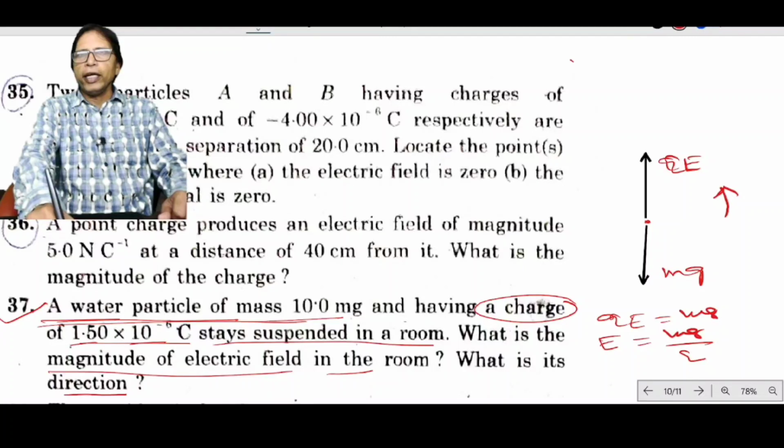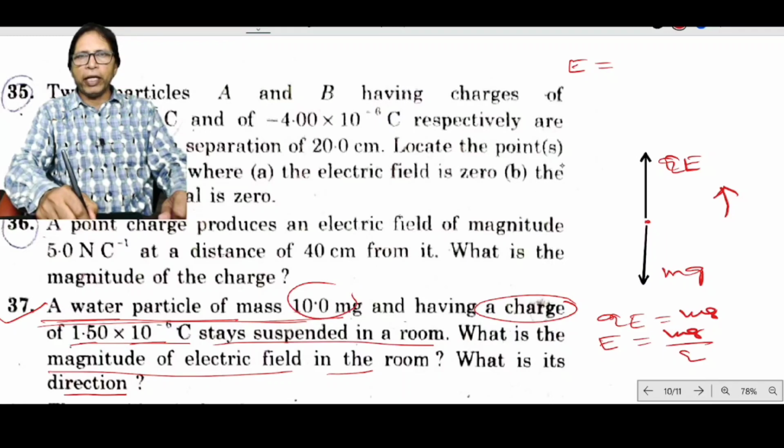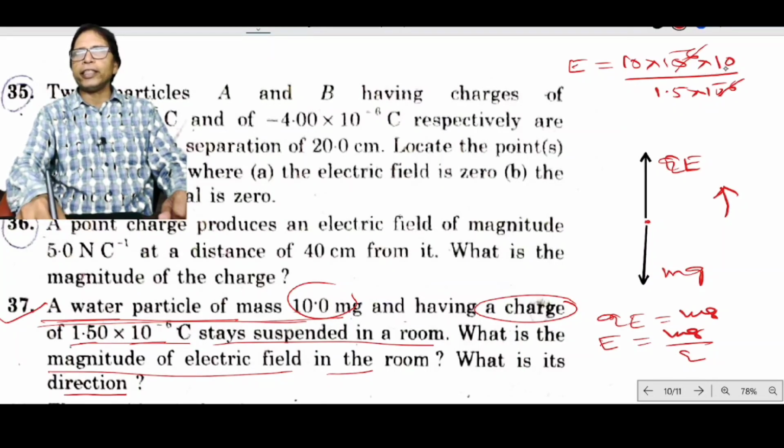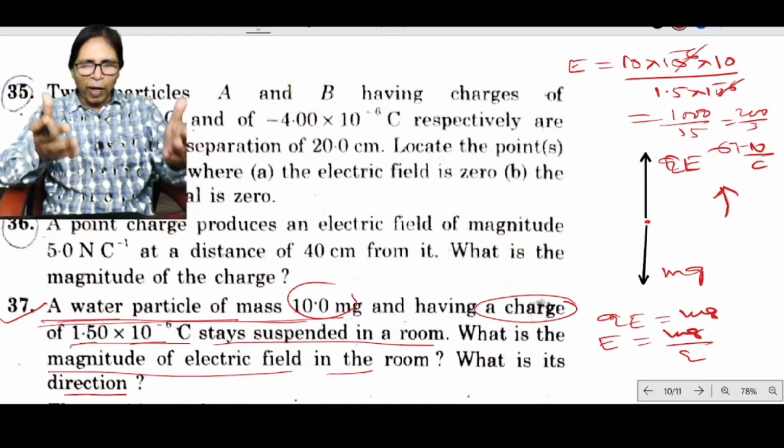Now put the values here. E = mg/q. Here mg, with 10 milligram, is 10 × 10⁻⁶ × 10 newton, divided by q, which is 1.5 × 10⁻⁶. The 10⁻⁶ terms cancel out, so this is 100/1.5, which is 1000/15, that is 200/3. So 67 newton per coulomb is the magnitude of the electric field.